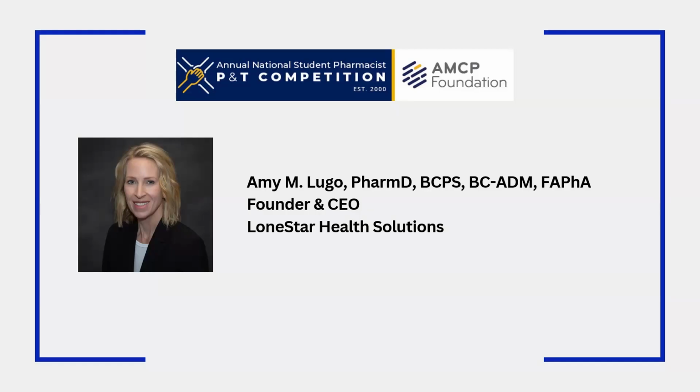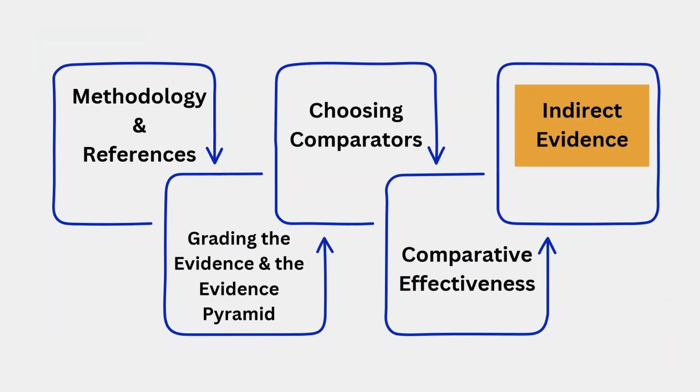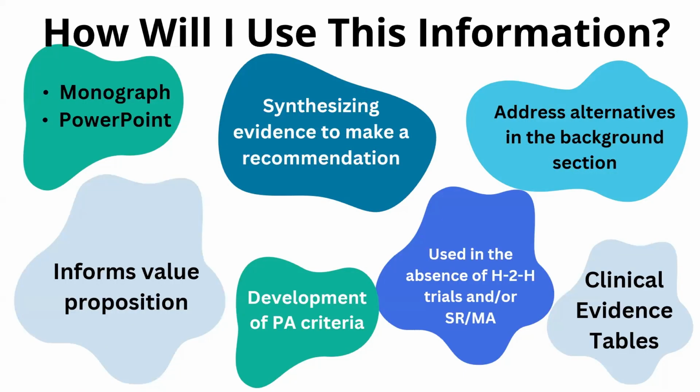And I'm delighted to be with you to share session 5 of our 5-part webinar series about the National Student P&T competition. Our goal, along with my colleague Kristen Patty, was to put together this series to help improve the quality of submissions for the P&T competition. So today's goal is to go over indirect evidence, and why and how you would use this information. Well, all of it comes back to improving your monograph and your PowerPoint.